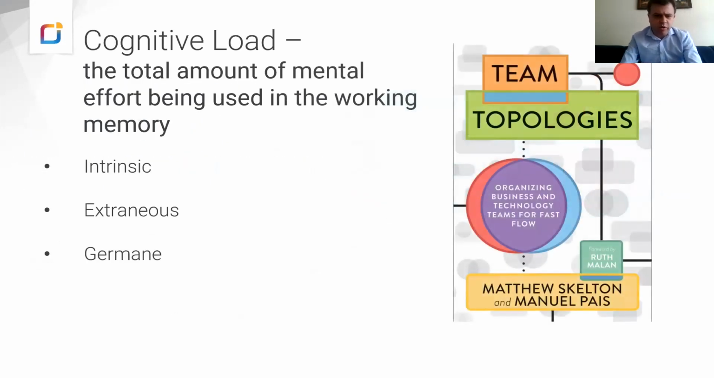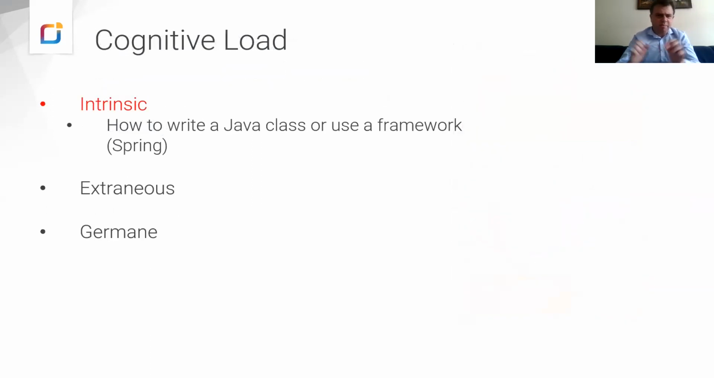I really like this book, Team Topologies, which was released, I think, nearly 2 years ago by Matthew Skelton and Manuel Pais. They talk about the cognitive load when we are writing software, which is the total amount of mental memory being used to implement the solution. They differentiate three types: intrinsic, extraneous, and germane. Intrinsic is something very basic, and everybody should embrace this. This is how to write a Java class or use some framework like Spring. So basic stuff that we use in daily business, and we cannot outsource this. We just have to learn this and become productive.